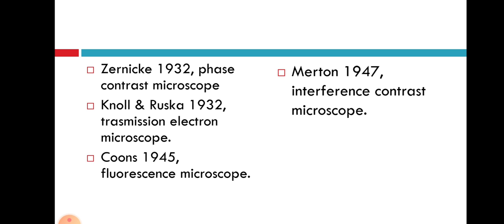Zernike in 1932 developed a phase contrast microscope. Knoll and Ruska in 1932, the transmission electron microscope. Coons in 1945 developed a fluorescent microscope. Merton in 1947 developed the interference contrast microscope.